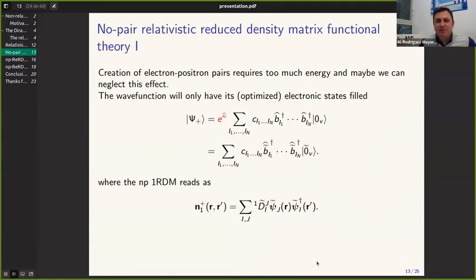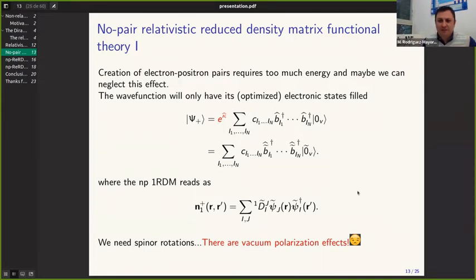Now, the creation of electron-positron pairs requires a lot of energy. So we would usually be interested only in occupying electronic states, and we will restrict our wave function to just have electronic states filled, but that means that we will need to find the optimal spinors for this wave function, which is called the no-pair approximation. So within the no-pair approximation, we can define the 1 RDM that is very similar to what we usually have in the non-relativistic limit, just formed by electronic states. But as I said, we will need spinor rotations to optimize these spinors, and therefore we will have vacuum polarization effects.